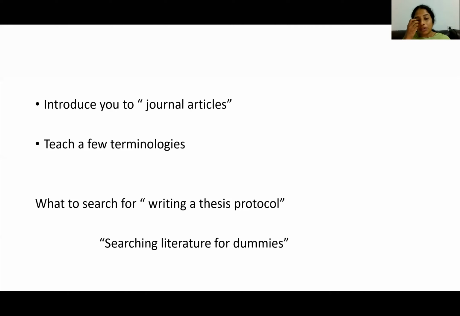So I have named the whole session Searching Literature for Dummies. This is meant for people who don't know anything. Okay. So if you were exposed to this during your UG days, you might find certain things very simple and silly, but forgive that. This is meant for the people who are starting from scratch. That is all I want to say.